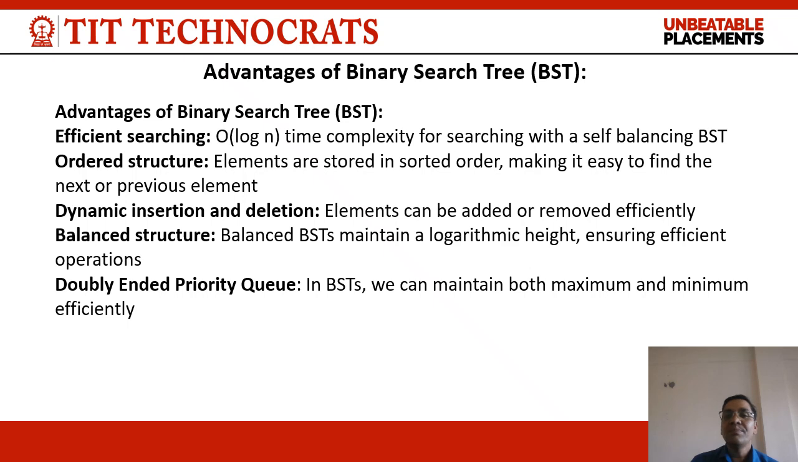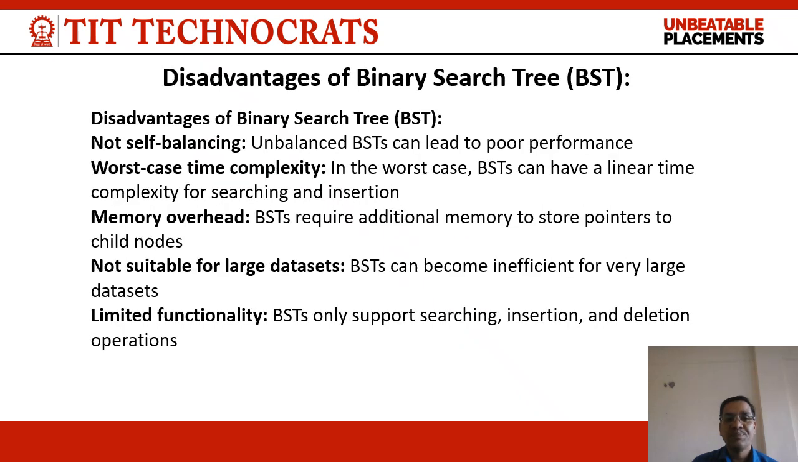In the case of a balanced binary search tree, ordered structure: elements are stored in sorted order, making it easy to find the next or previous element. Dynamic insertion or deletion: elements can be added or removed efficiently. Balanced structure: balanced binary search trees maintain a logarithmic height, ensuring efficient operation. Doubly ended priority queue: we can maintain both maximum and minimum efficiently.